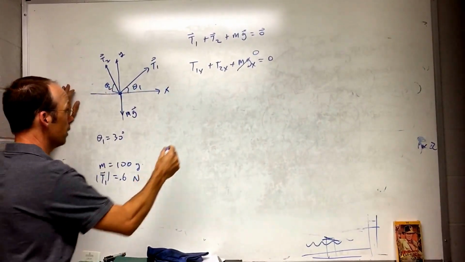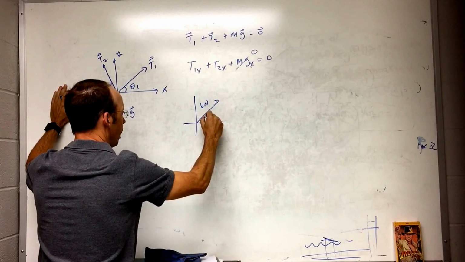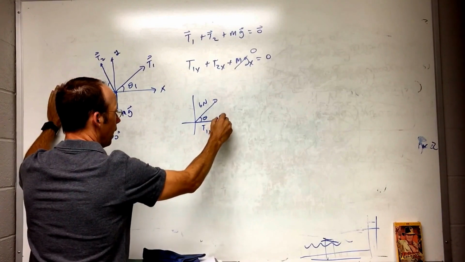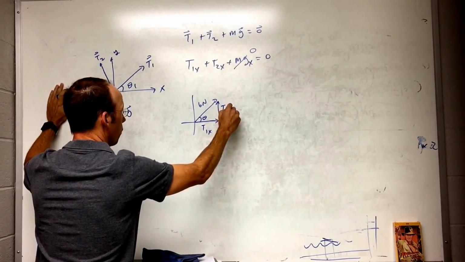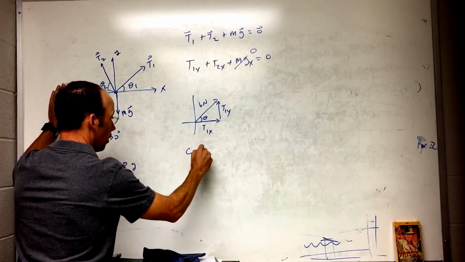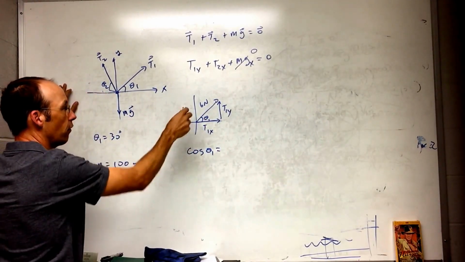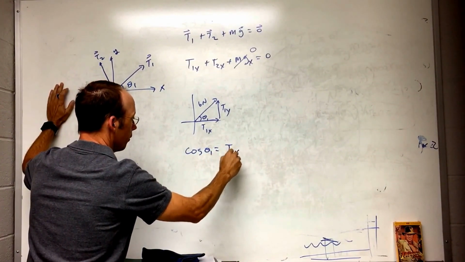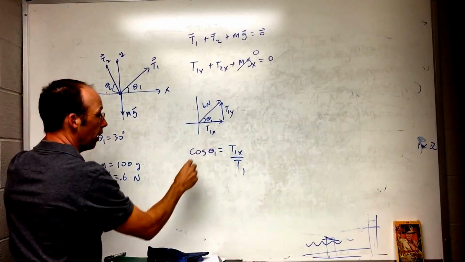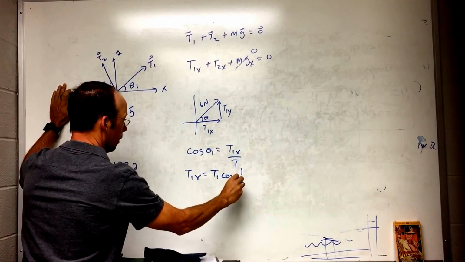Now what about T1? Let's look at T1 all by itself. Here's T1. I know this is 0.6 newtons. I know this angle theta. I could break that into a vector in the x direction called T1x, and a vector in the y direction, T1y. So now, using my definition of cosine of theta, this is theta 1. It's adjacent over hypotenuse. So that's T1x over T1. If I solve that for T1x, I get T1x equals T1 cosine theta.